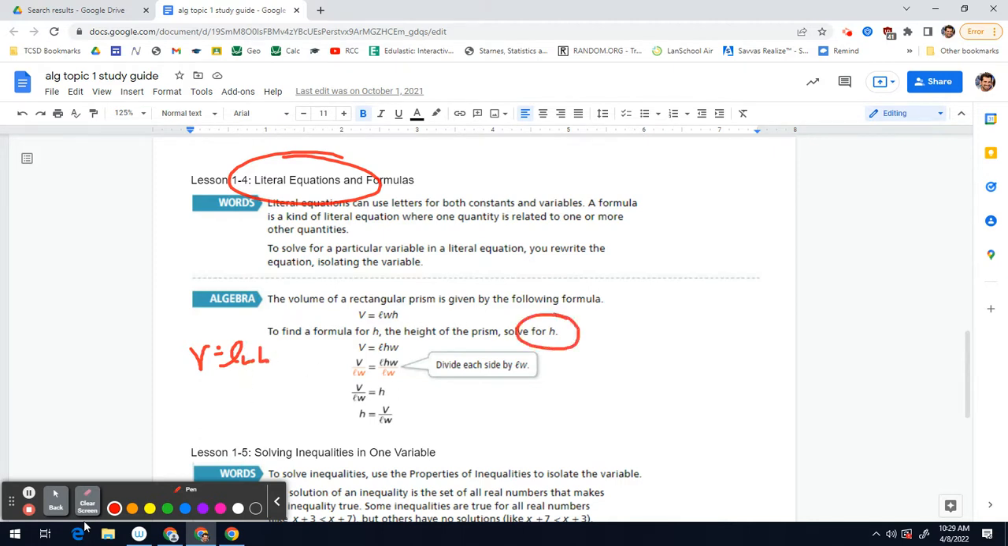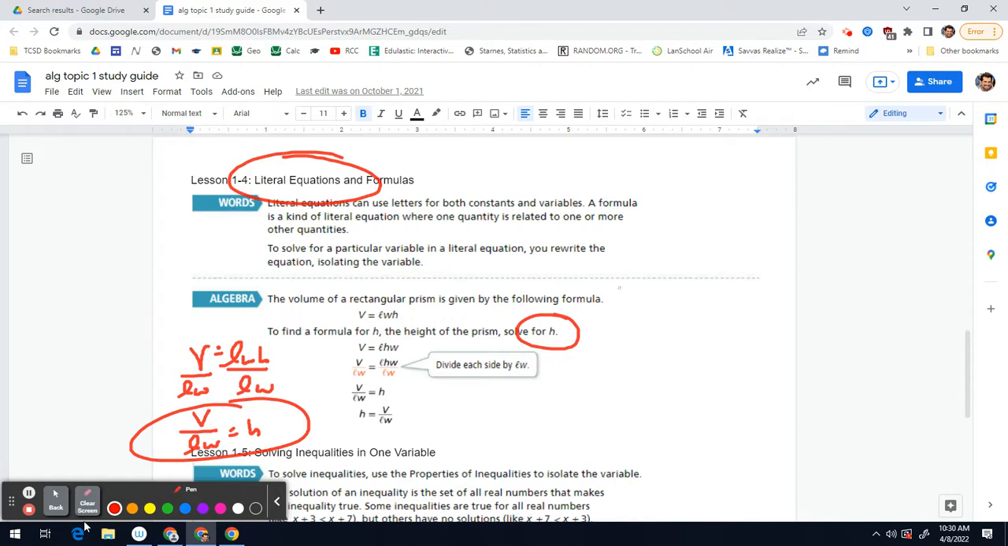If you want to solve this for h, to get h by itself, you have to get rid of the L and the W. Since they're both being multiplied, you're going to divide by the L and the W, and you do it on both sides. Now, because the left side is all different variables, they don't simplify. So it's just V over LW equals H, and that's the answer, right?